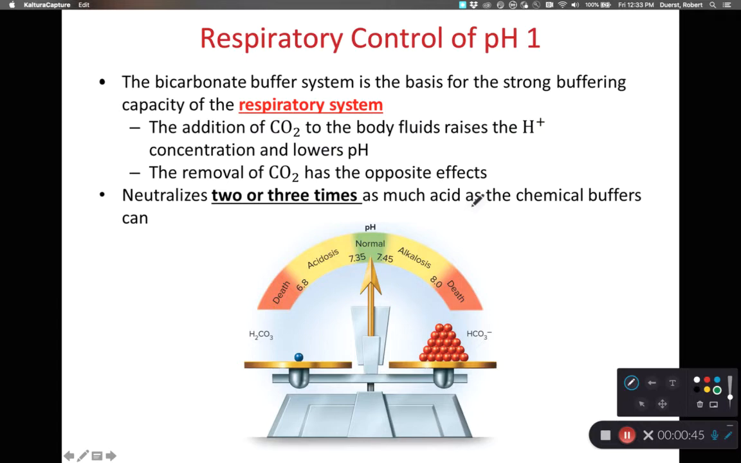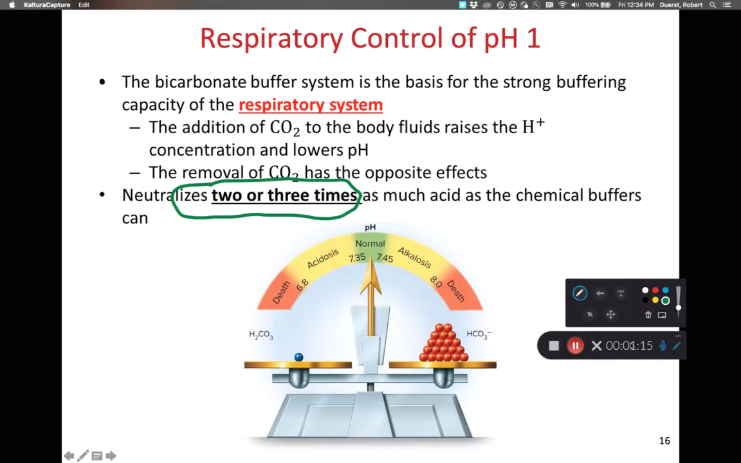And then conversely, the more we breathe in and out, the more carbon dioxide we get rid of, the fewer hydrogen ions we have in our blood, and the more basic our blood becomes. The pH goes up with the more carbon dioxide we exhale. And this system can remove 2 to 3 times as much acid as the chemical buffers can all by themselves. So our ability to exhale carbon dioxide is very effective at regulating our body's pH.